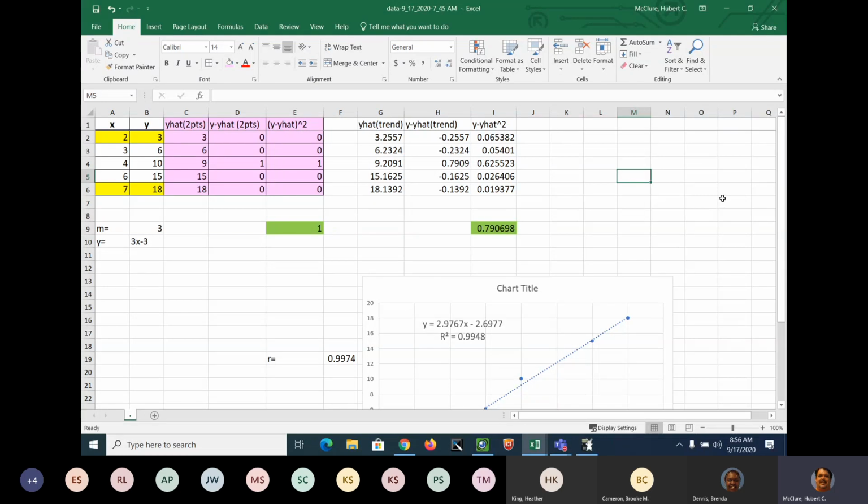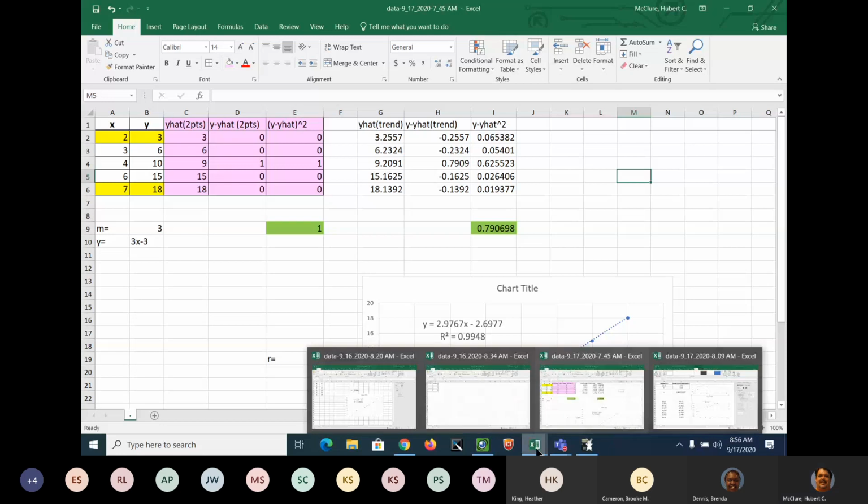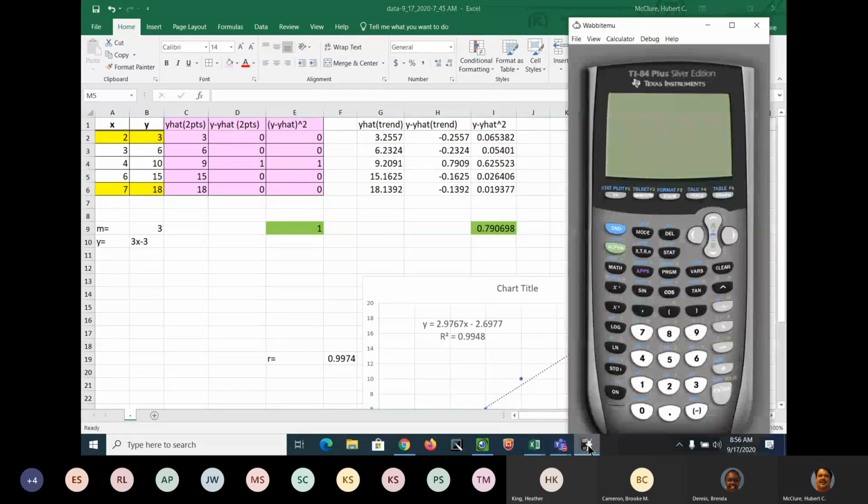Now, hopefully y'all got all that. Now let's go to the calculator. As you can see, I typed in the numbers. There it is. And I'm going to go to Stat just to go over some things.